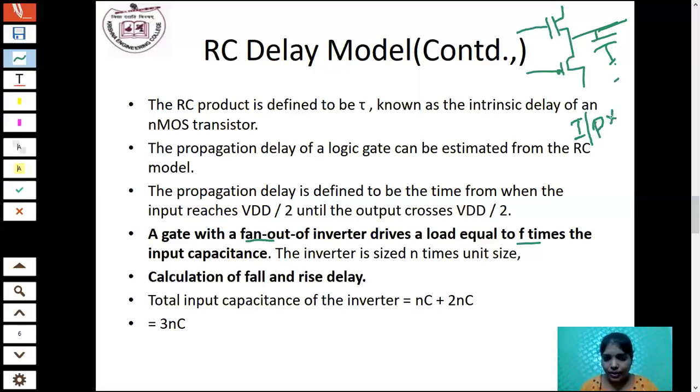What is the meaning of F? F, which we can write as F or H, is nothing but your fan out. The fan out is nothing but the number of gates you are going to drive from the single CMOS inverter.